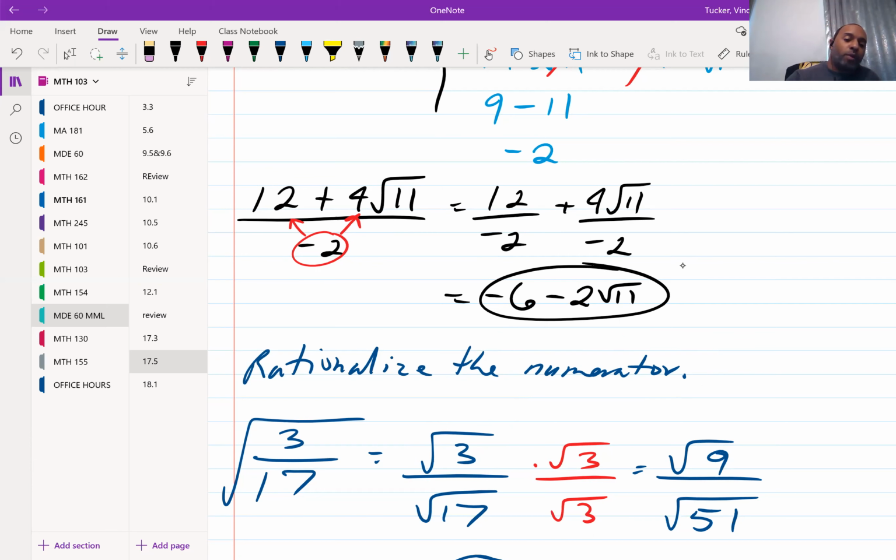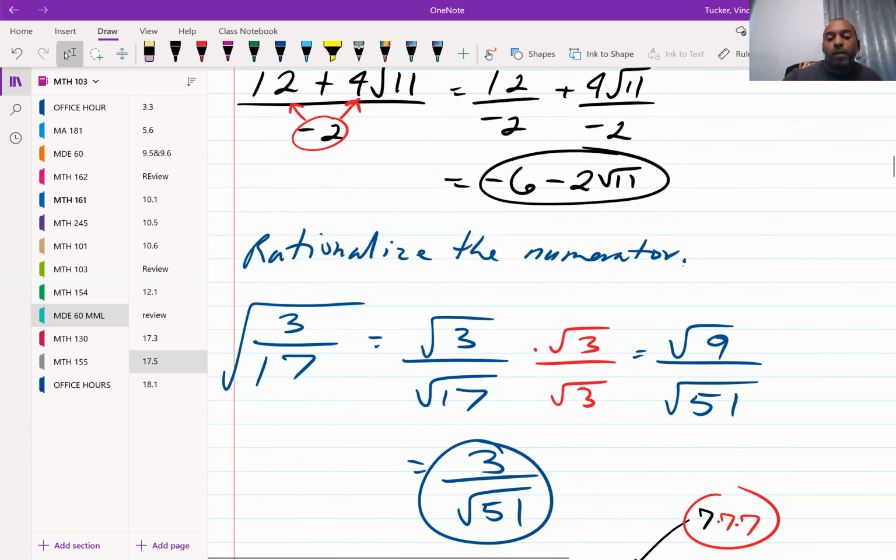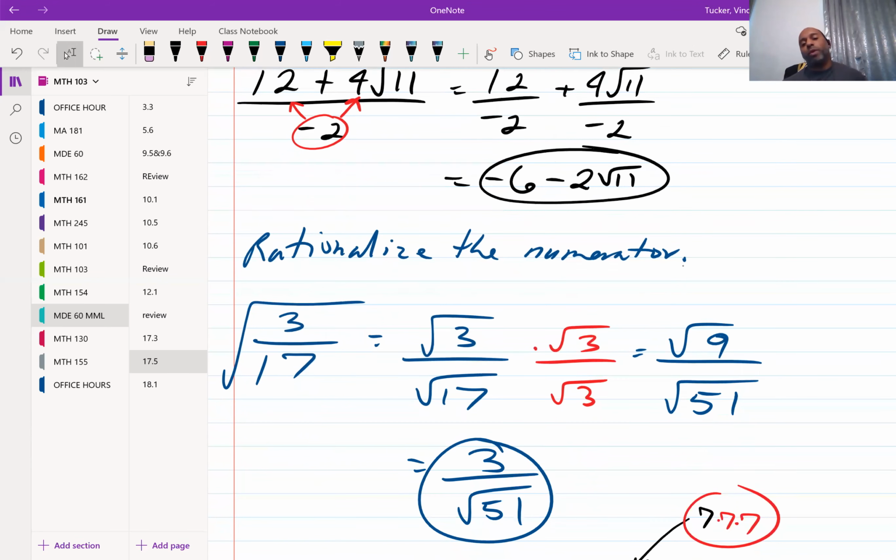So here we have the square root of 3 over 17. That's square root of 3 over square root of 17. We want to get rid of the radical in our numerator. So we're going to multiply top and bottom by the square root of 3. So that'll be square root of 9 over square root of 51. Square root of 9 is 3. So it's 3 over square root of 51.